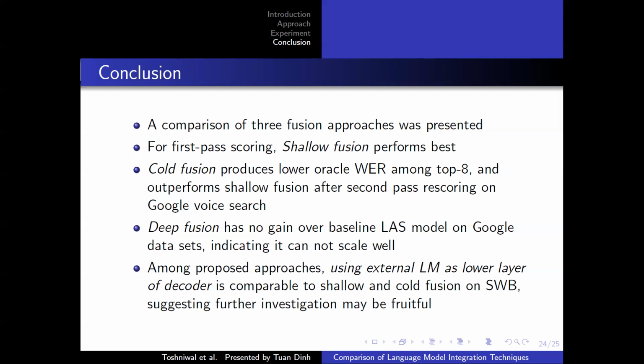Among the proposed methods, using the external language model as a lower layer of the decoder is comparable to shallow and cold fusion on the Switchboard dataset, suggesting that further investigation may be fruitful.